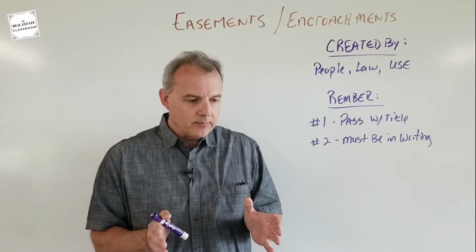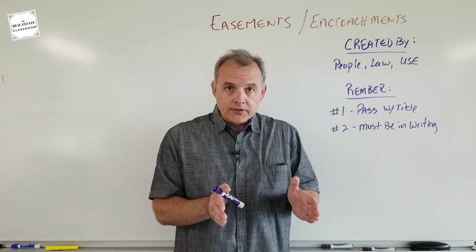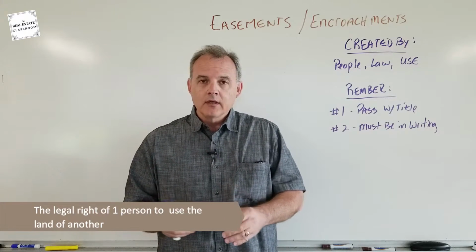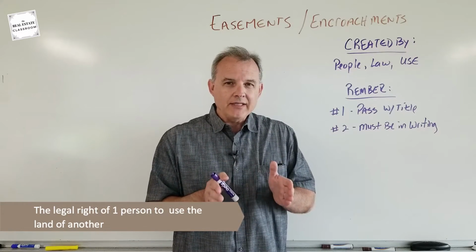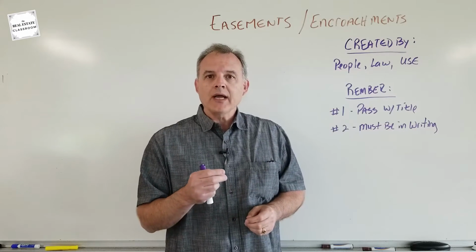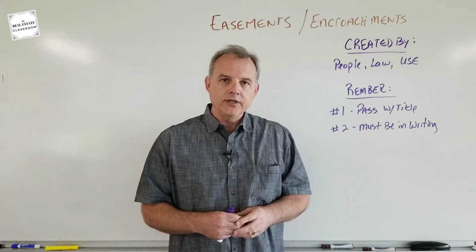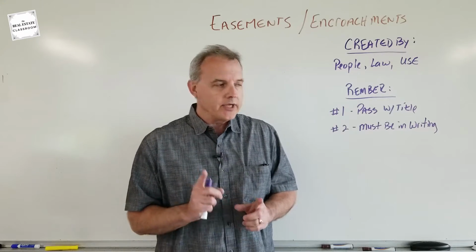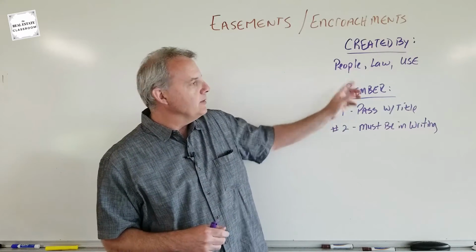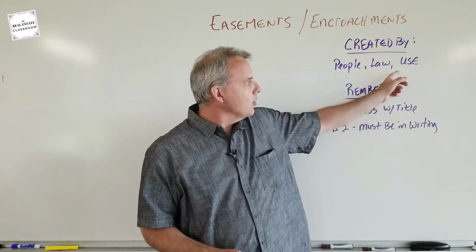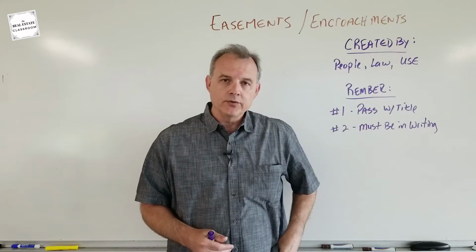Well, an easement is simply the right of one person to use the land of another. The key here is the right to use. There's no right to occupy and there's no right of ownership. It's only a right to use. And again, how is an easement created? It was done by two people, maybe mutual consent, by an operation of law, or by continuous use.